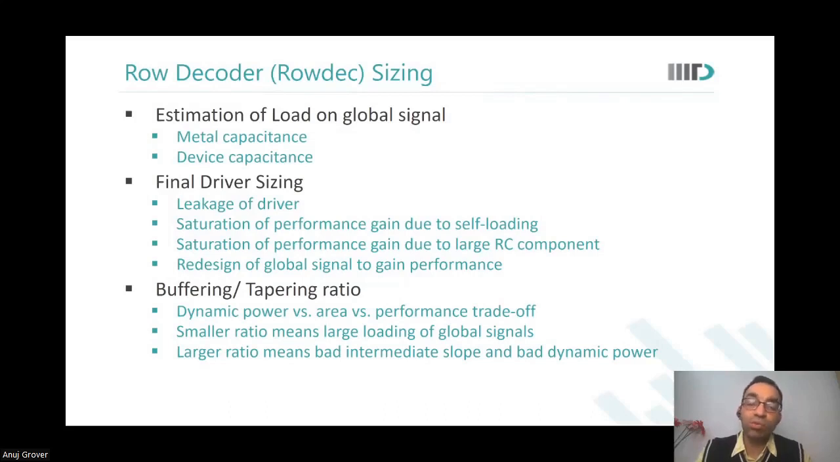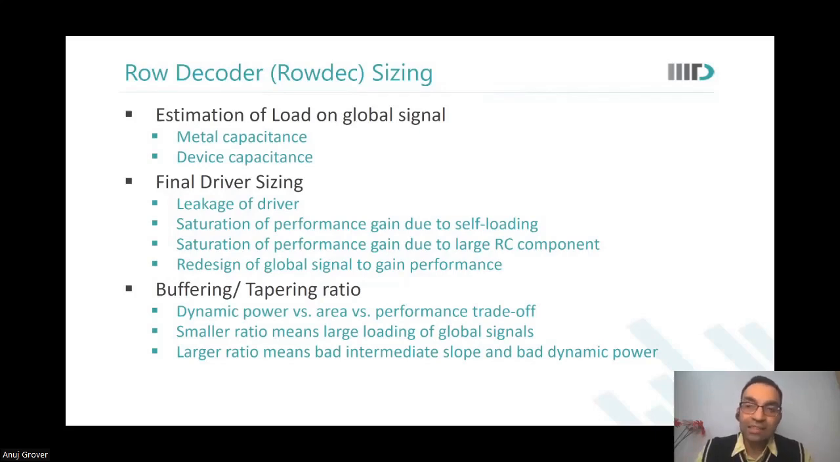Then there is a huge RC component. When I'm talking about 250 femtofarads of capacitive load, the word line is a very thin wire. There is also a huge resistance. If it comes to 250 femtofarads of capacitive load, then the resistance would also be significantly high. So this RC will limit any gains that you may want to have because of a larger post decoder. So the final driver size has to be done carefully.